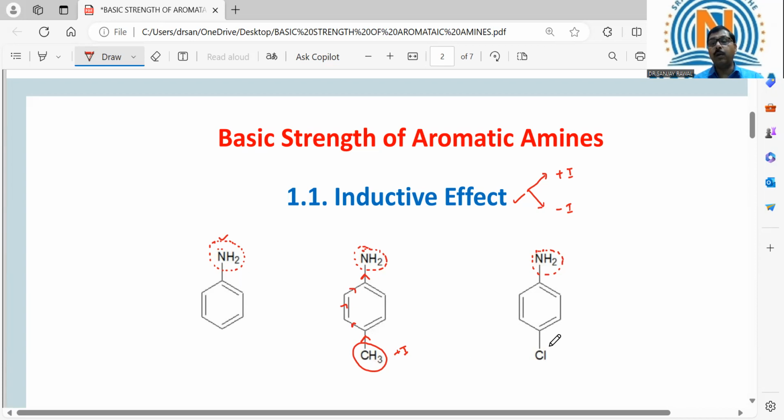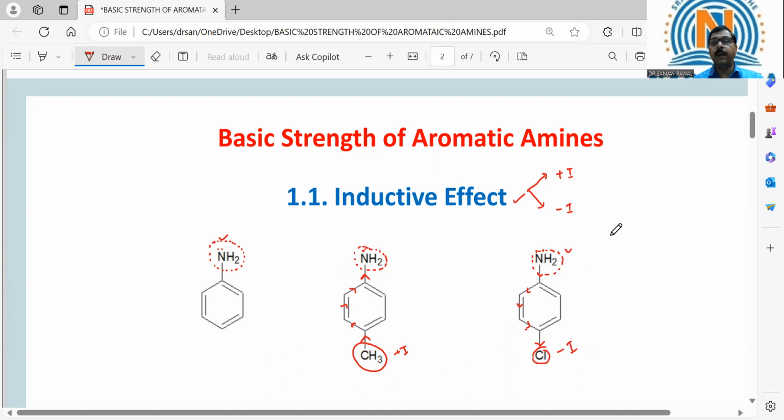However, in parachloroaniline, chlorine is more electronegative in comparison to carbon. So this chlorine takes the electron from this carbon. So polarization of this C-Cl bonding electron is towards chlorine, which further propagates and takes the electron from here. So the presence of this chlorine atom decreases the electron density around the nitrogen due to its minus I effect. And there is no such factor in case of aniline. That is why parachloroaniline is less basic than aniline.